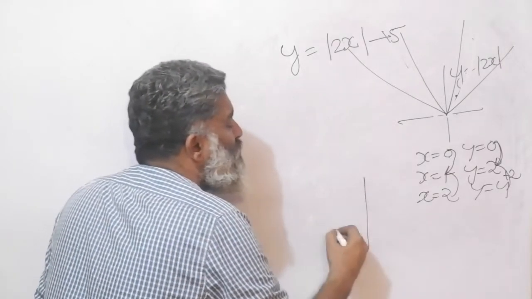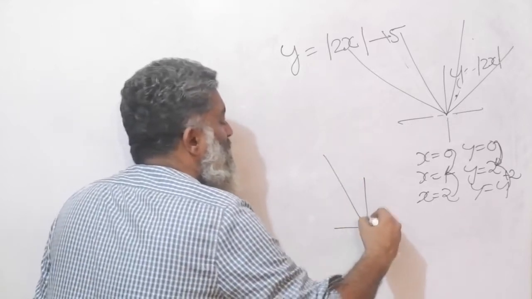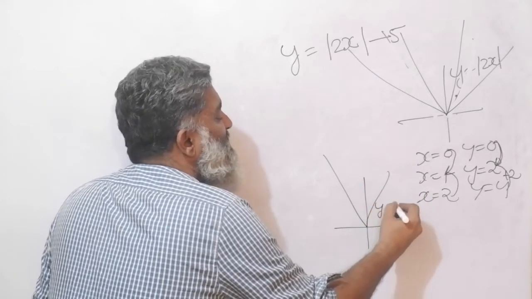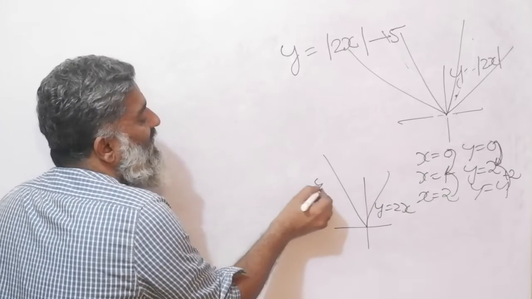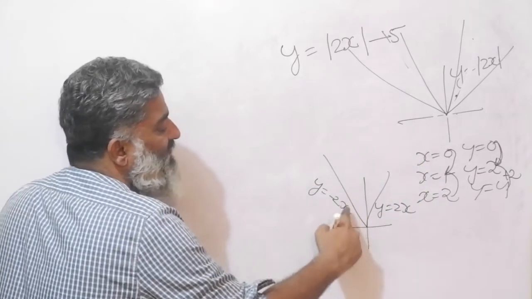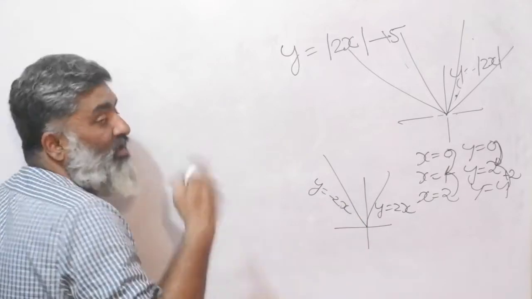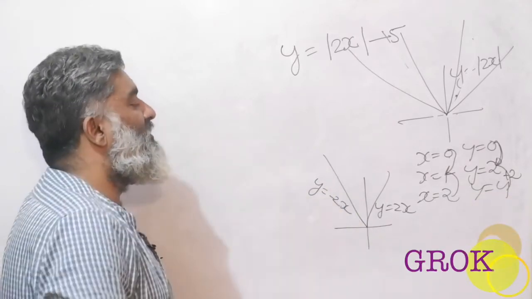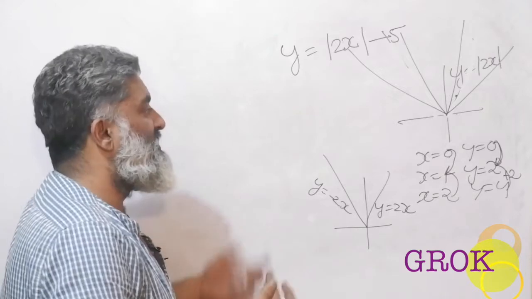And once again, the 2 lines that will be created: this line will be y is equal to 2x, and this line will be y is equal to minus 2x. A slope of 2, a slope of minus 2, or if you reverse your thinking, slope of plus 2 in the other direction, right? It's the same thing.